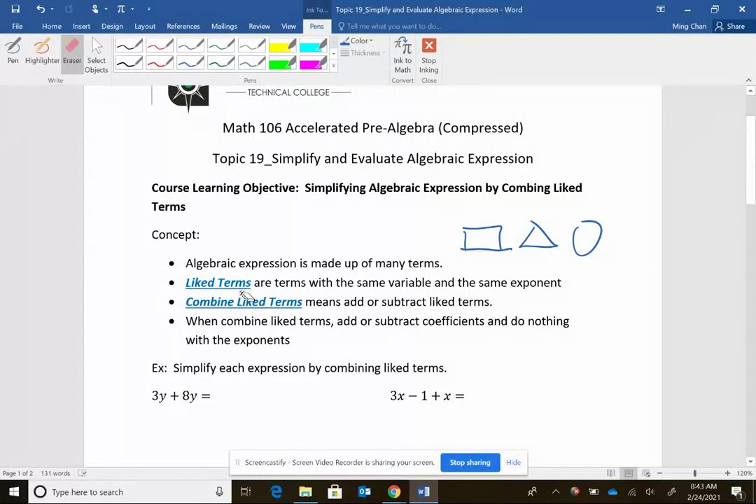Remember, we talked about like terms referring to terms with the same variable and the same exponents. You've got to have the same variable and the same exponent before you can combine them. Combine like terms, I use this phrase a lot, means we will add or subtract terms with the same variable and the same exponents. When you actually add or subtract, you are only adding and subtracting coefficients, and doing nothing with the exponents.